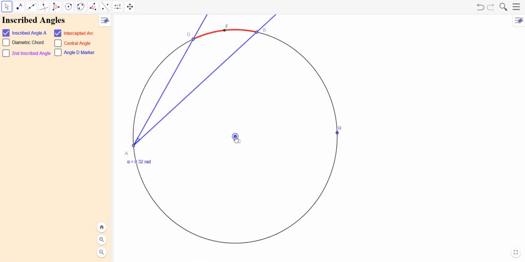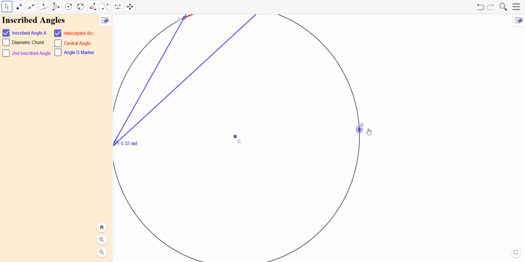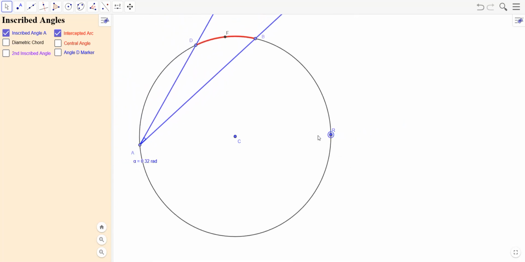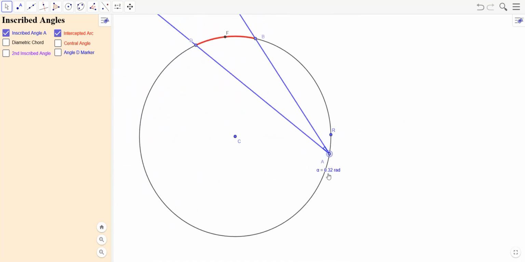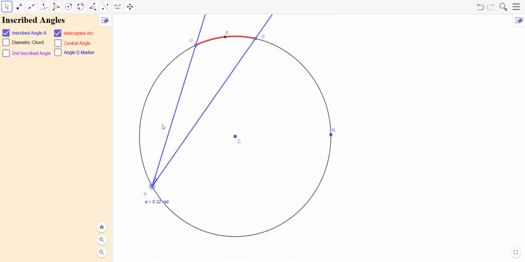This is a circle. Here's the center. And the radius is controlled by this point on the circle. And we have an inscribed angle. Notice that it intercepts a single arc of the circle over here, arc BD. So we have rays AB and AD, and the intercepted arc. I've got a point in the middle, F. This is actually the midpoint of that arc, and that is arc BFD.